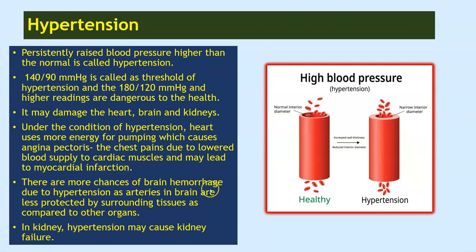There are more chances of brain hemorrhage due to hypertension, as arteries in the brain are less protected by surrounding tissues as compared to other organs. In the kidney, hypertension may cause kidney failure. Have a look at this image here. This is a normal healthy vein with a normal internal diameter. An increase in the thickness of the walls reduces the interior diameter. Here you can see there is narrowing of the diameter, which gives rise to the condition called hypertension.